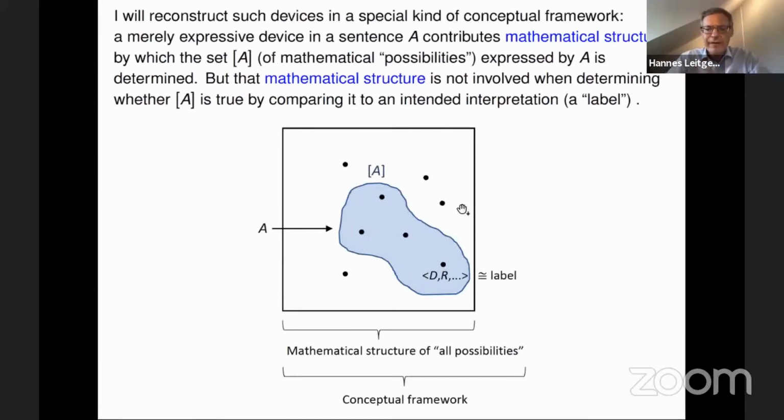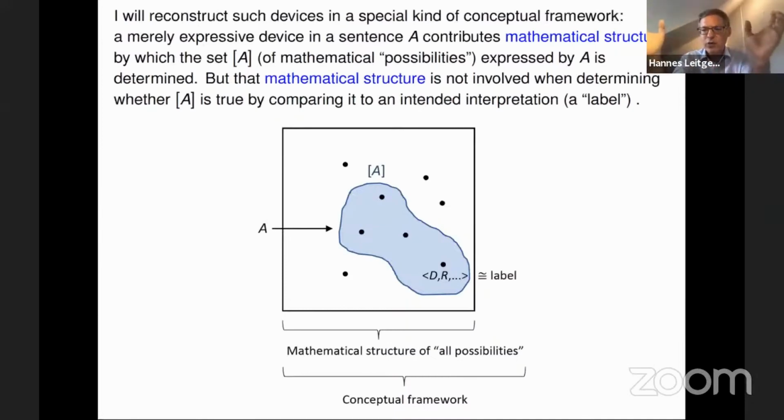These conceptual frameworks basically consist of two parts. There will be a purely mathematical part, which is represented by this square here. And then there will be a component which I will call a label, something in the world about which we want to reason or talk in that conceptual framework.